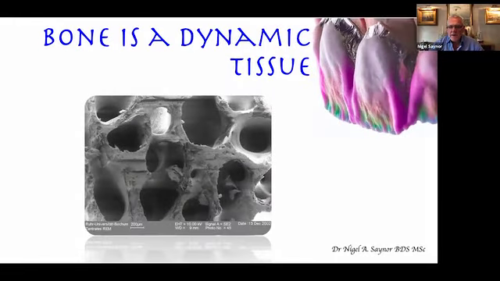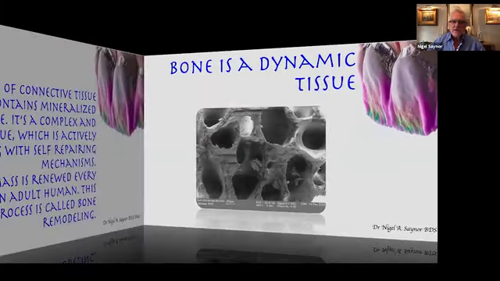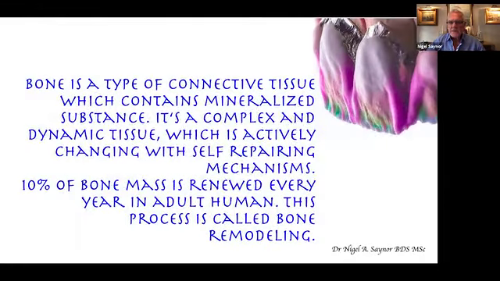So what we know about bone, looking at a scanning electron microscope here, is that it is a dynamic tissue. What do we think when we look at a dynamic tissue? Well, essentially, bone is a connective tissue which contains a mineralized substance to it. It's a complex and dynamic tissue which is actively changing and self-repairing.